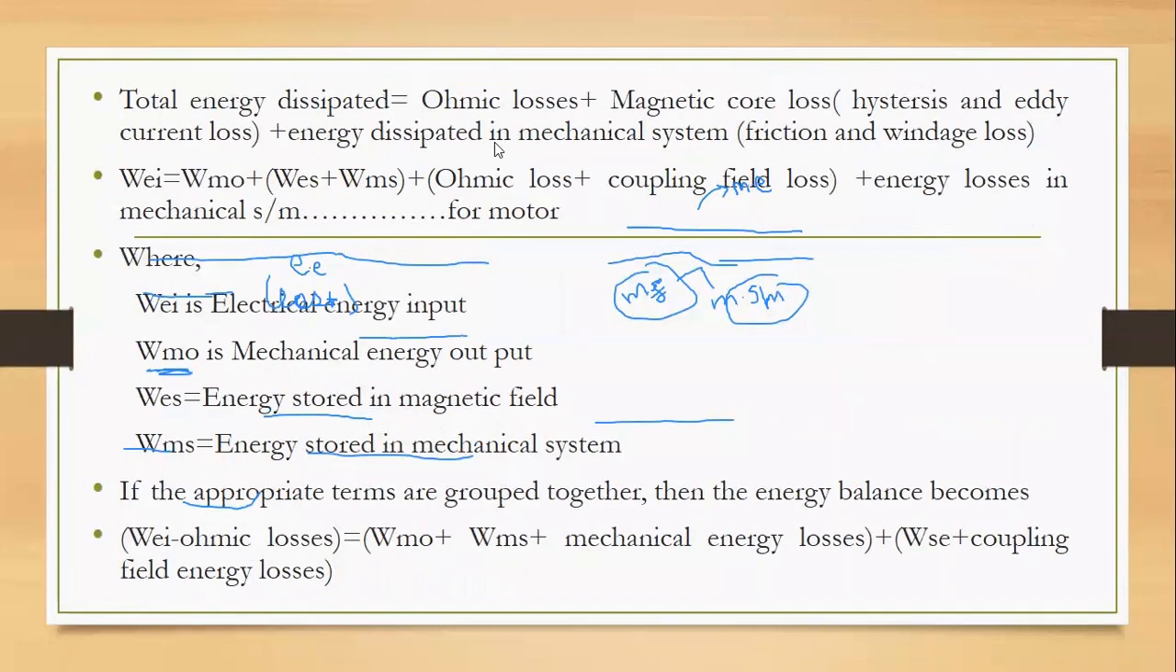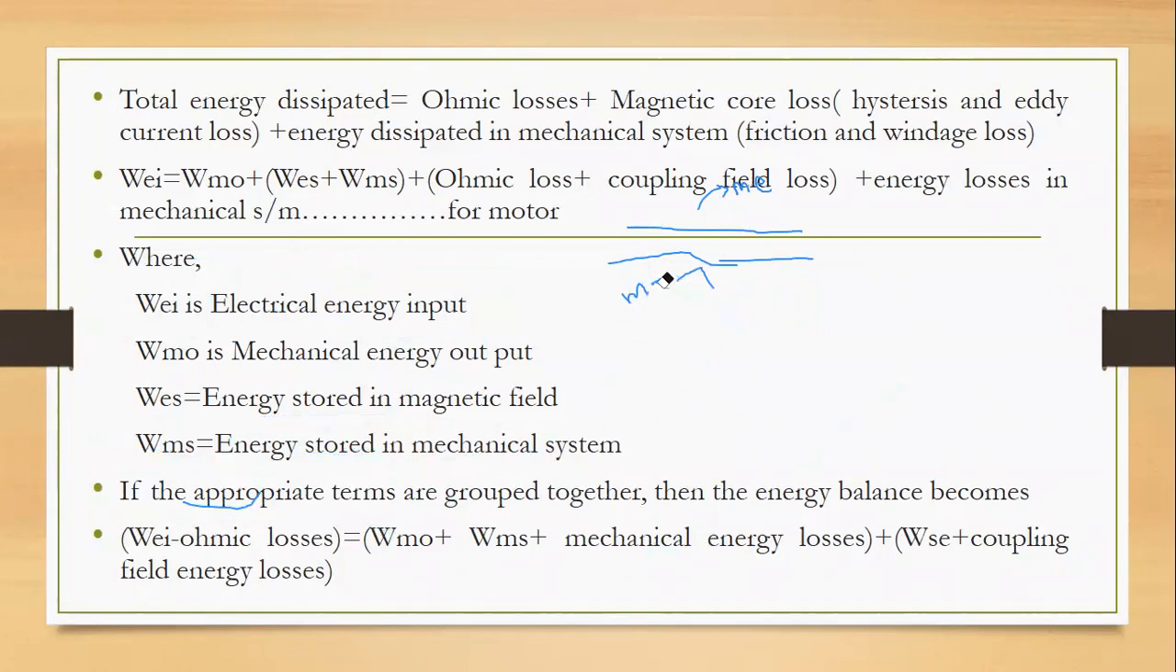Okay, so when we say the energy is dissipated, we're saying that it's lost. So there are different kinds of losses, two types of losses actually. The first one is fixed loss.